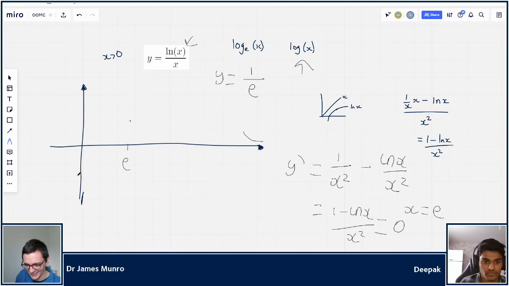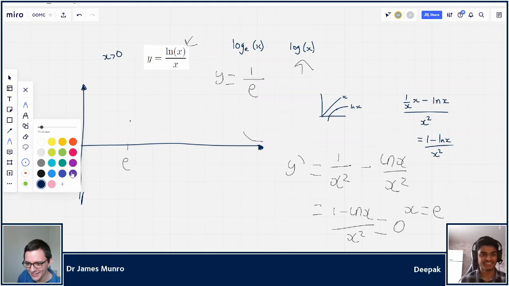Do you want to have a go? Can I sketch this? I feel like I'm hogging all of them. I'm going to change colour for it and everything.